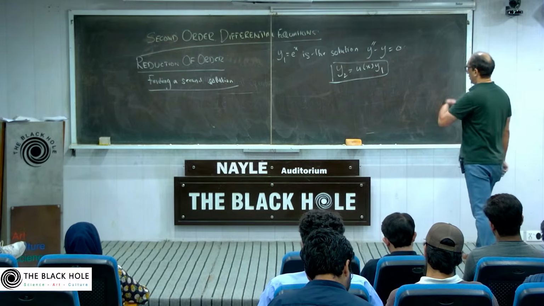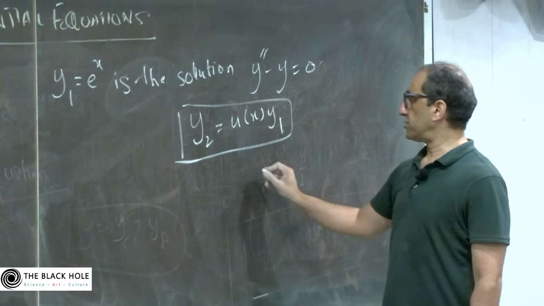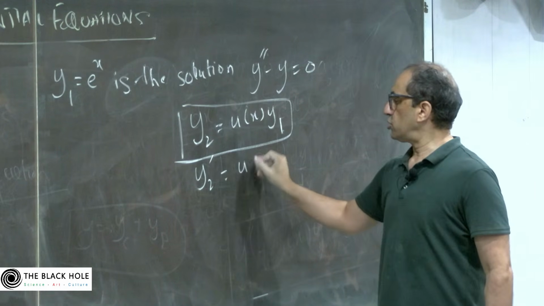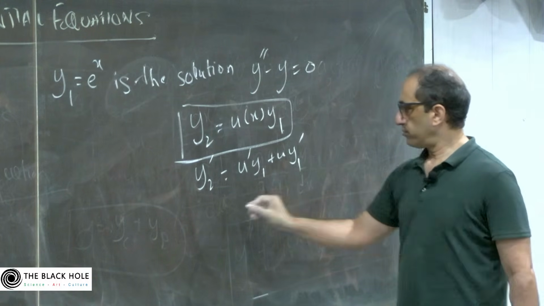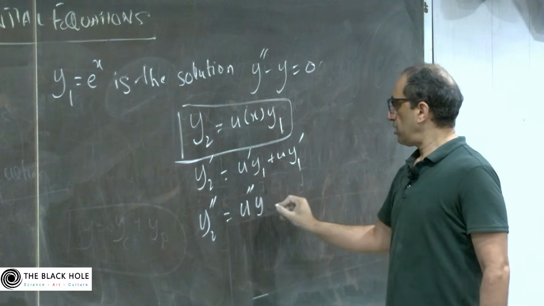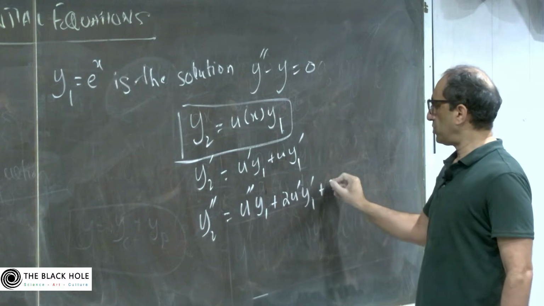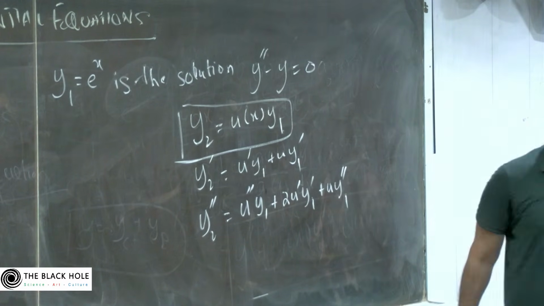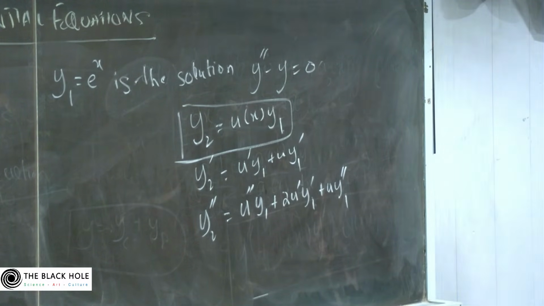Okay? So now let's plug this in. What will I get? For y2, I need to go to y double dash, so y2 dash is u dash y1 plus u y1 dash, and y2 double dash will be u double dash y1 plus 2 u dash y1 dash plus u y1 double dash. Now plug these two values in here and tell me what you get.